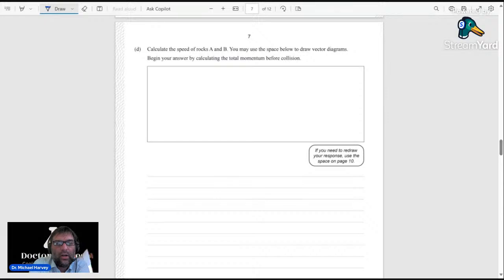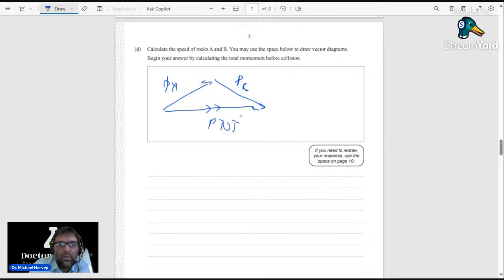Okay, so little diagram there. You'd have that, you'd have that, and that would be your total momentum. So momentum A, momentum B, and the total. And that's your 20 degrees. Okay, so the initial momentum will equal mv.